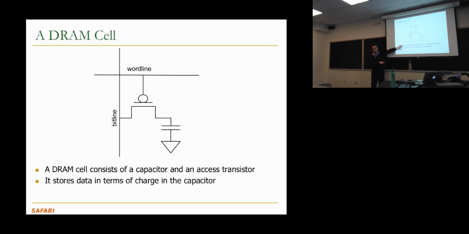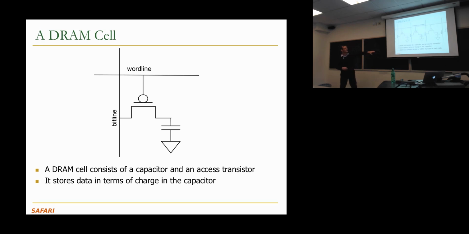It consists of a capacitor and an access transistor. And it stores data in terms of charge in the capacitor. If the capacitor has charge, it's a 0 or 1. If the capacitor doesn't have charge, it's a 1 or 0, right? It depends on what value you assign to having charge versus not having charge. But you can store 1 bit this way.